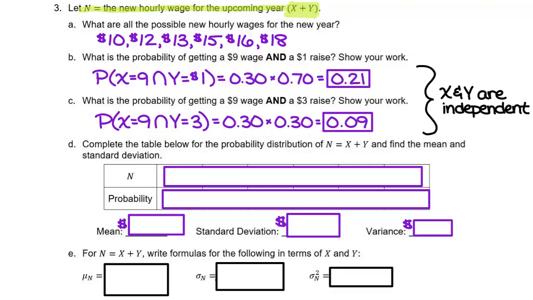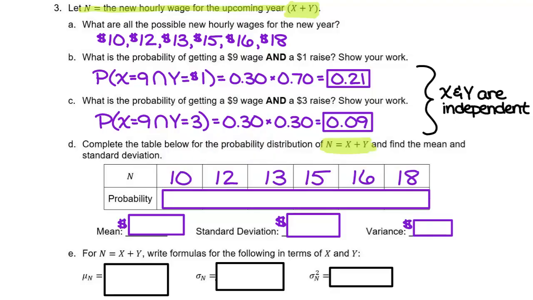All right. We are set up now to be able to make a table for our new random variable n. Remember, n is my random variable x, the starting wages, plus y, the raises. What were all the possible values for n again? 10, 12, 13, 15, 16, and 18.